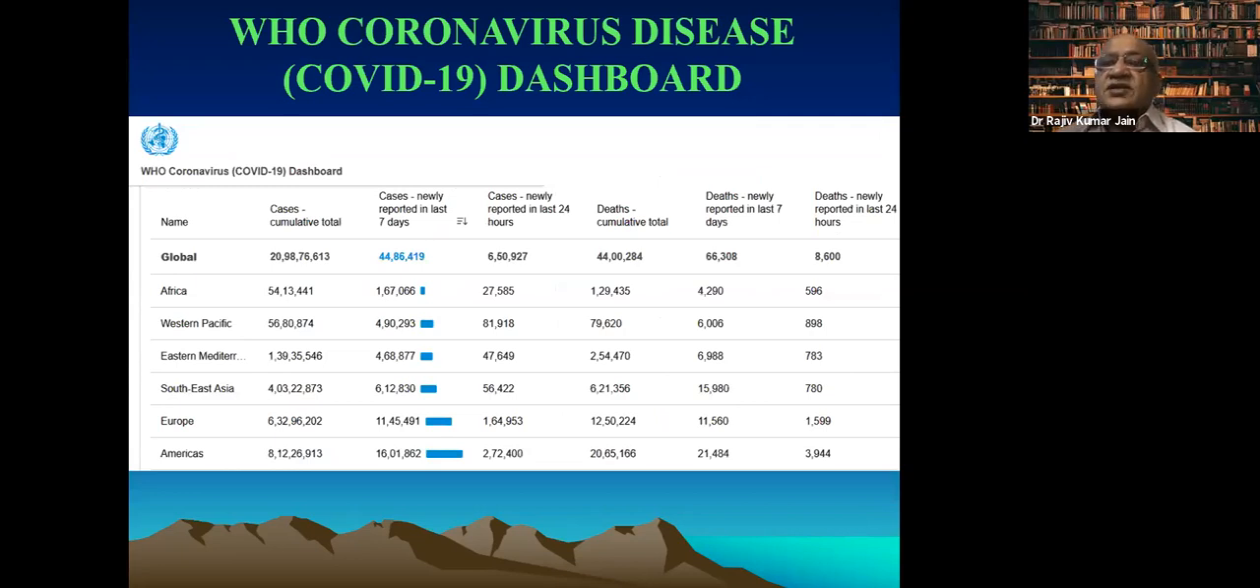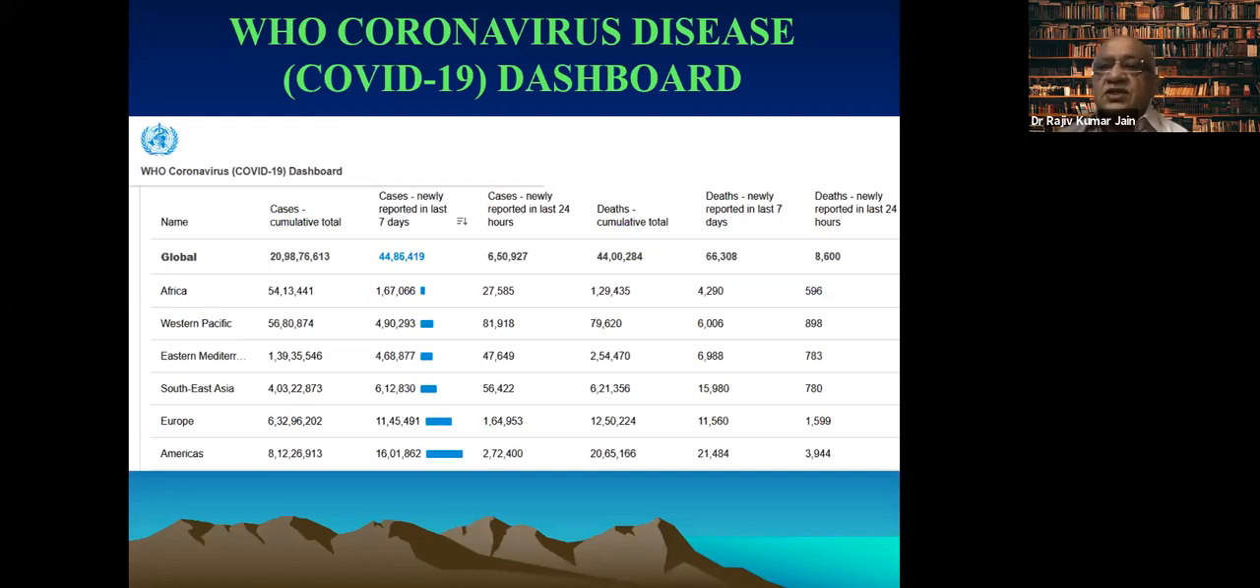This is the coronavirus dashboard of the World Health Organization taken half an hour back. And what do we see? We see that in the last 7 days, out of 44 lakh cases reported globally, 16 lakh cases were reported by the Americas region, 11 lakh 45,000 cases by European region, 6 lakh 12,000 by Southeast Asia region, Eastern Mediterranean region, 4 lakh 68,000 cases, Western Pacific, 4 lakh 90,000 cases, and African region, 1 lakh 67,000 cases. So we can say the pandemic is still on.